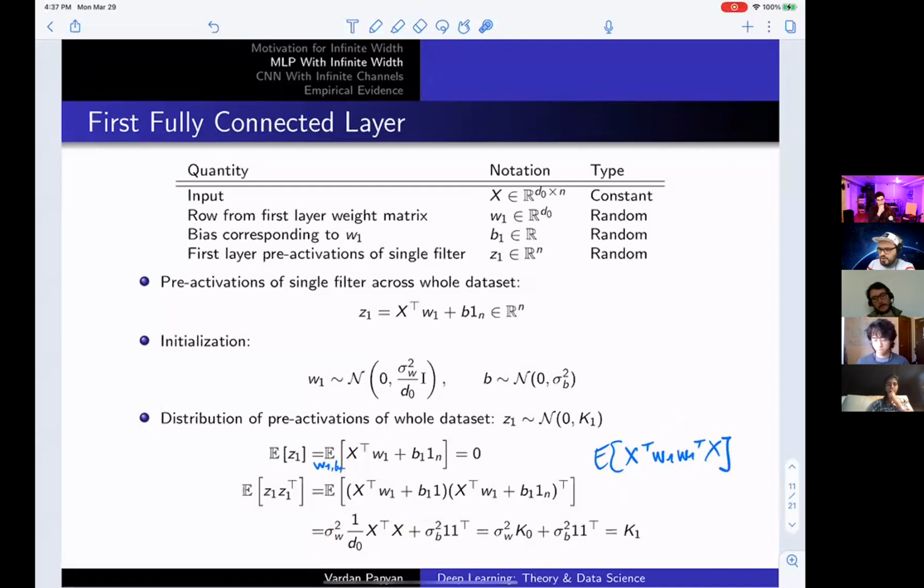And because W1 and B1 are independent, the cross terms are 0. And if you calculate B1 times B1 transpose, you get this quantity. Okay, it's just simple linearity of expectations, as Neo has told us.